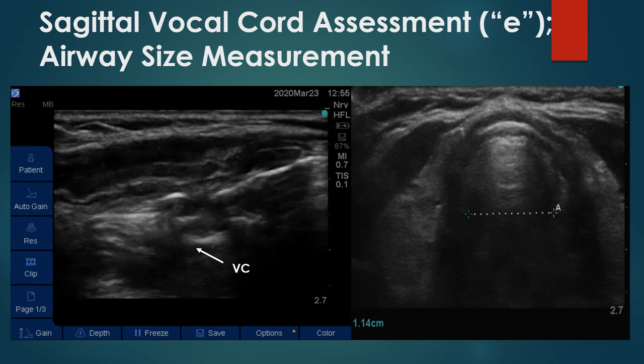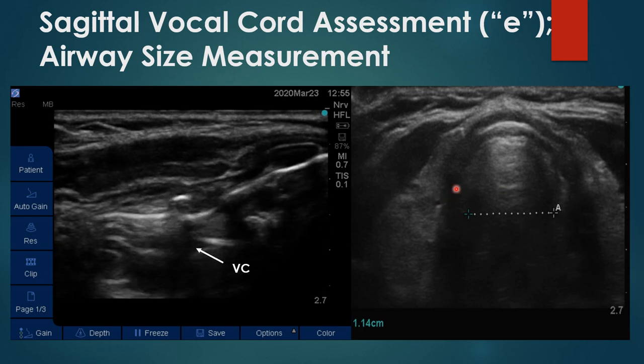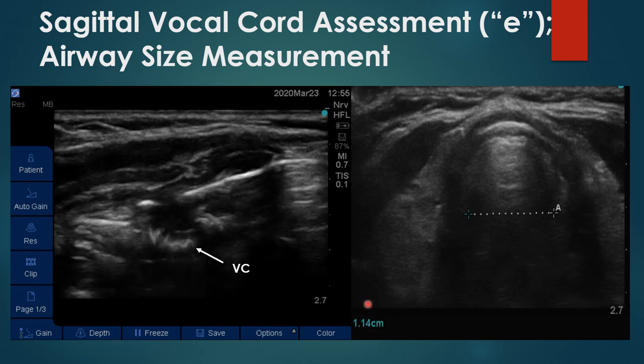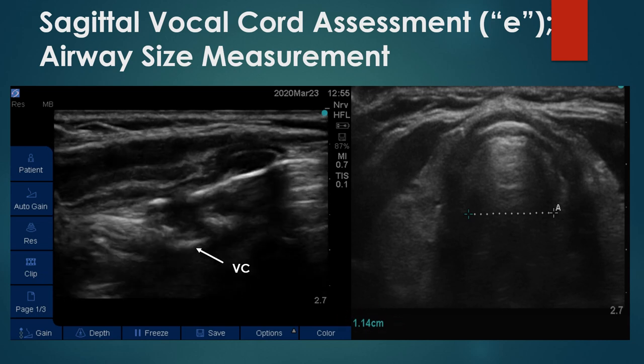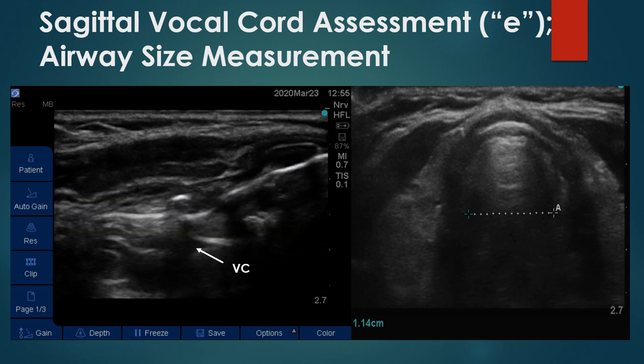And here on this right panel, you can see where I actually measured the subglottic diameter and calculated an outer diameter on an endotracheal tube of 1.14 centimeters, which correlates with about an 8.5 endotracheal tube. My wife was very pleased to know that she could accommodate an 8.5 tube.